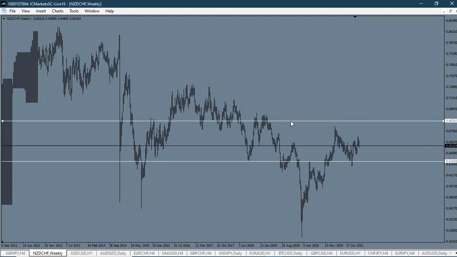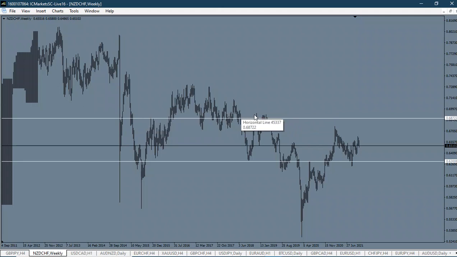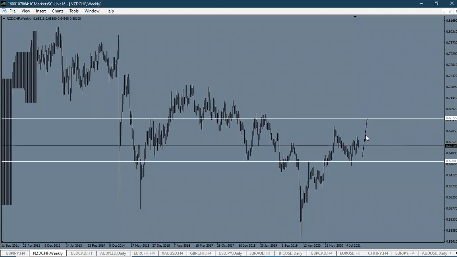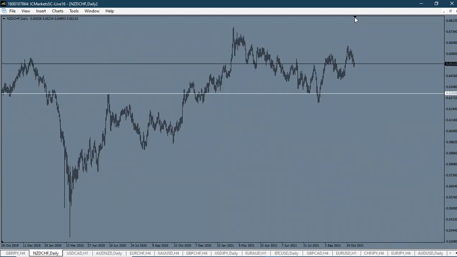So when we adjust this accordingly to include this touch right here, we know we are expecting price to push towards that level right there to form our higher high right there. So with this we are done. Let's move on to the daily time frame.